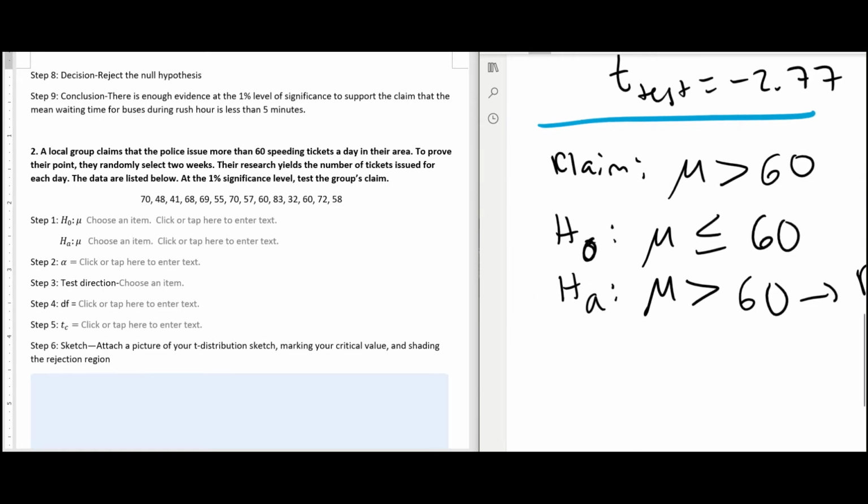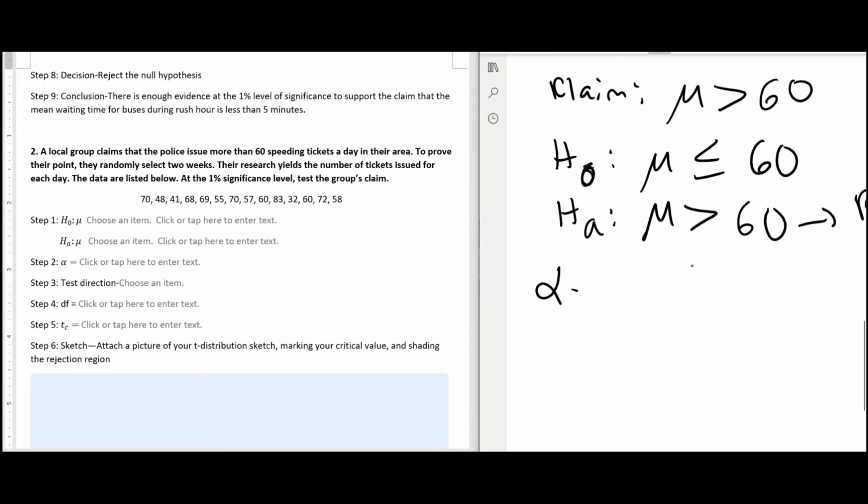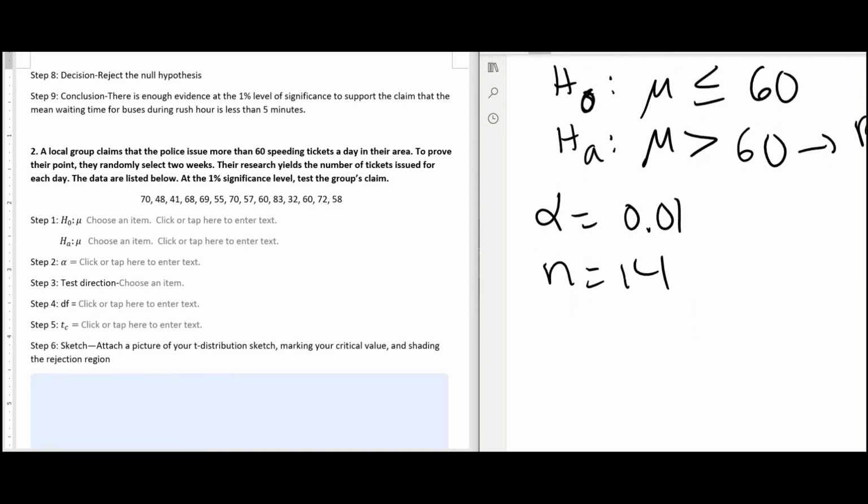And let's see here. What else do they tell us? They tell us our alpha, which is at the 1% significance level. It says they randomly select 2 weeks. So my N is actually going to be 14. 2 weeks is 14 days. So we're dealing with days here. Okay, so 14 days. And so my degree of freedom is 14 minus 1, which is 13.